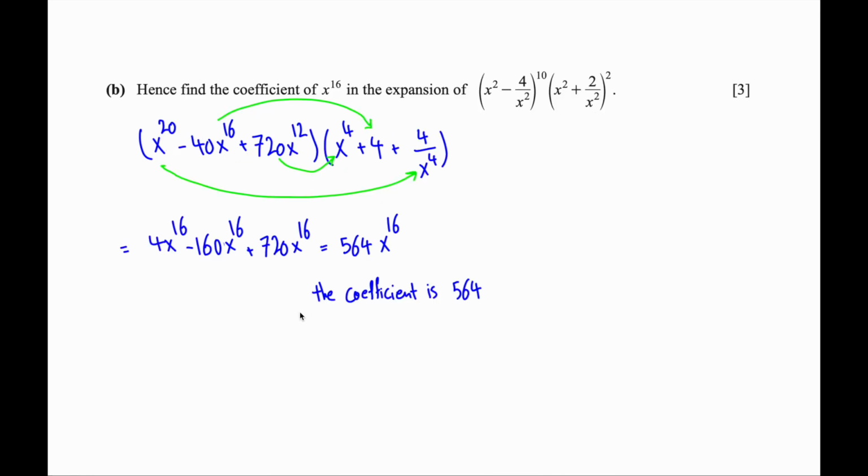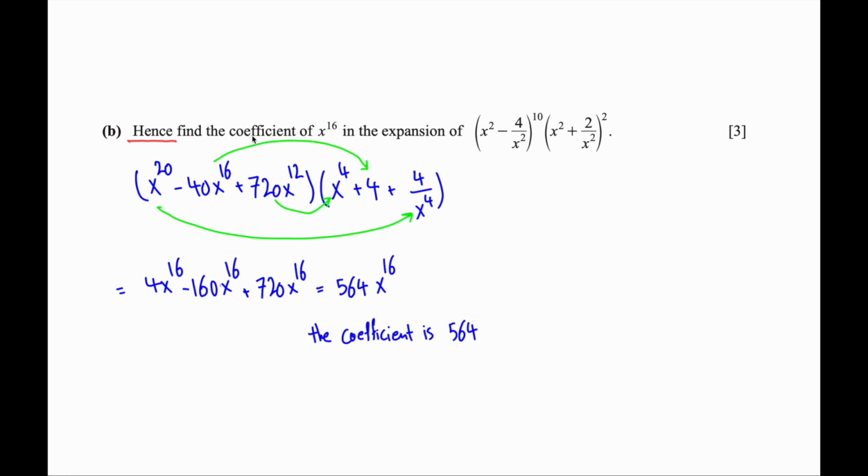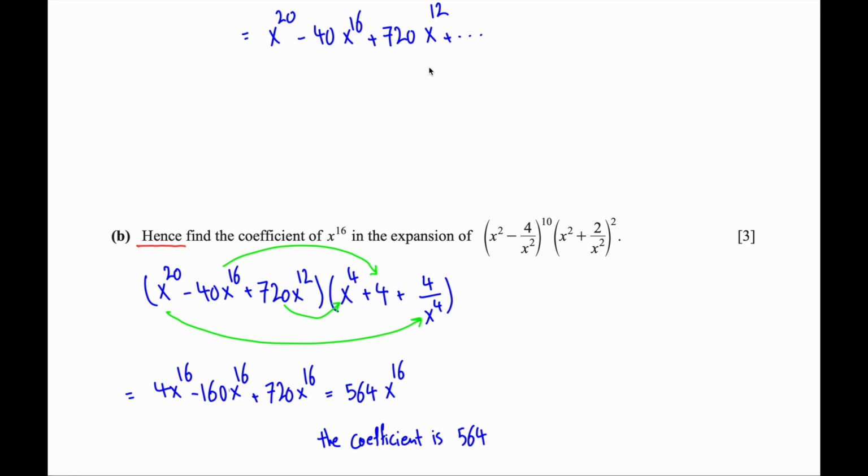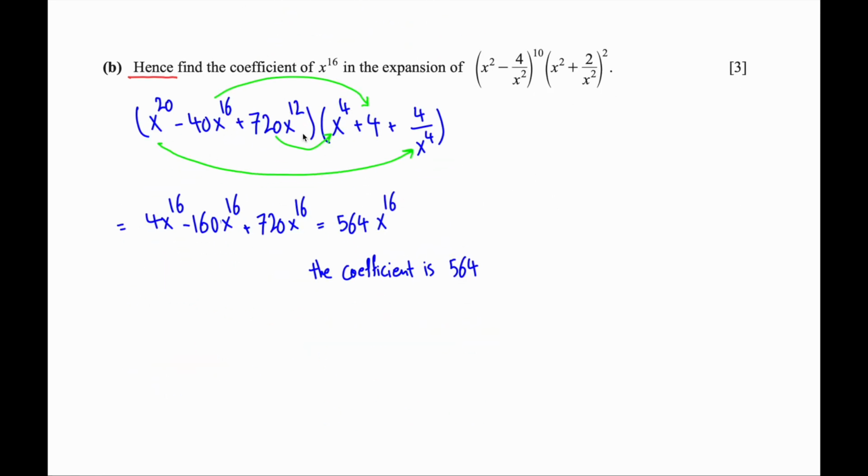In part B, I have to find the coefficient of x to the power of 16 after I multiply the binomial which I found in part A by this binomial which is raised to the power of 2. I want to draw your attention to the word hence. That means you do not need to start from scratch. All you have to do is to use these three terms which you found in your previous part and just substitute it in terms of this guy here.